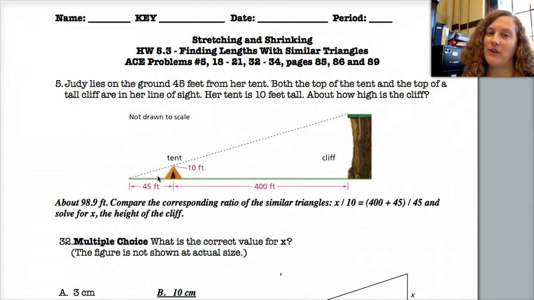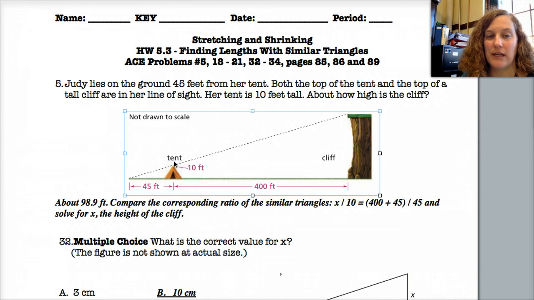And my piece of advice, again, is if you can't see the two similar triangles easily when they're together, split them apart. But we have one here, the tent to where she's laying to the top of the tent is one triangle. From where she's laying to the bottom of the cliff to the top of the cliff is another triangle. So the smaller one, and the larger one that surrounds the smaller one. We should set up a ratio. We know the height of the tent is 10. The distance is 45 from where she's laying.